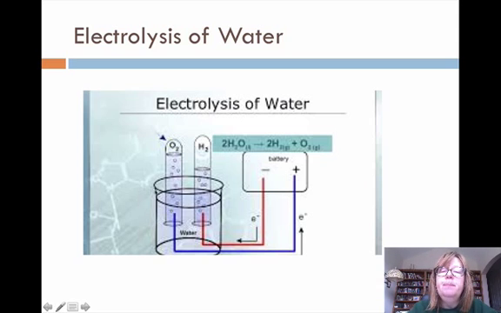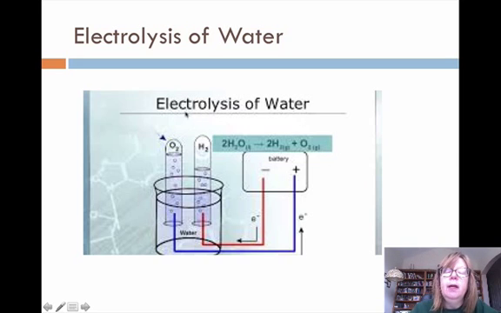If you see the hydrogen here in the water has a +1 oxidation state, and over here it has an oxidation state of 0. So the hydrogen is going from +1 to 0, so it is being reduced. And the oxygen is going from a -2 to a 0. Its oxidation number is changing and it is being oxidized. And so this is a redox reaction.